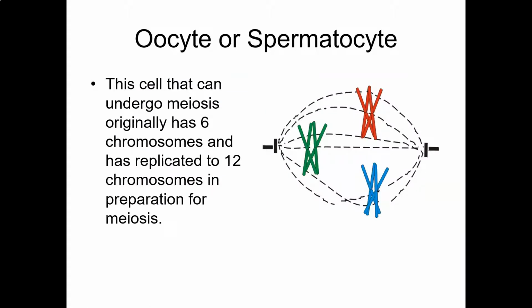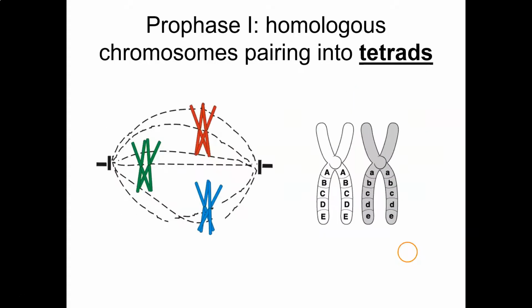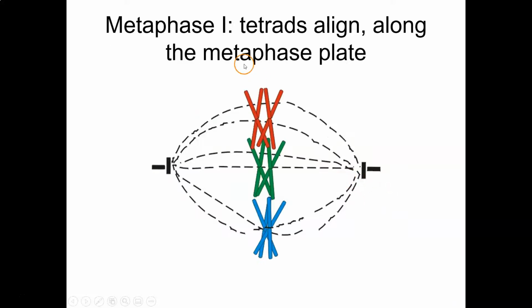Now let's talk about the other stuff. For an oocyte or spermatocyte, is it a male or female sex cell? This cell, which undergoes meiosis, originally has 6 chromosomes and is replicated to form 12 chromosomes in preparation for meiosis. In prophase 1, the homologous chromosomes pair again into tetrads. Then they line up along the metaphase plate in metaphase 1, as we see here.